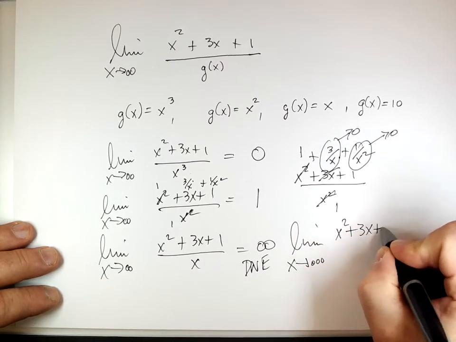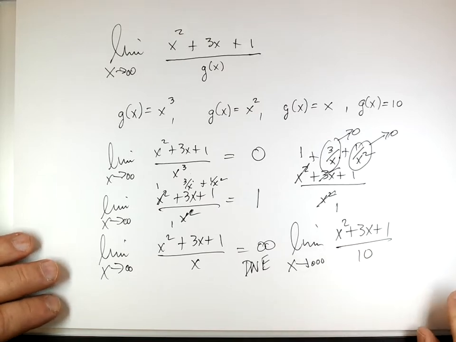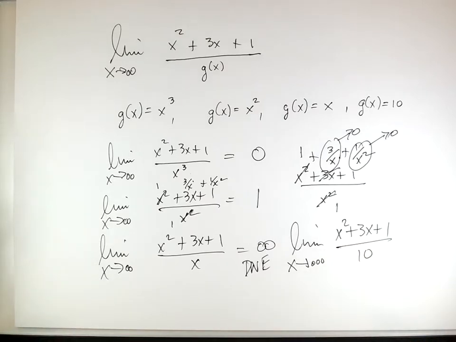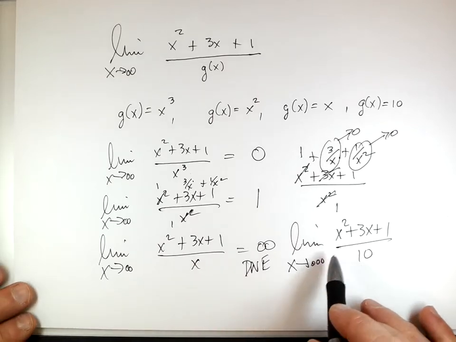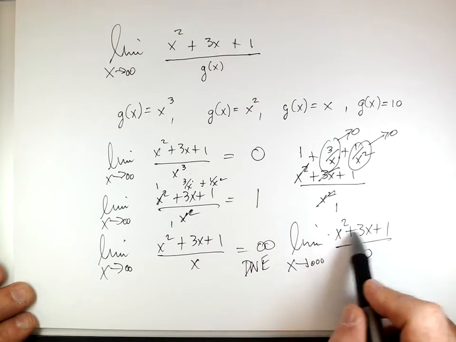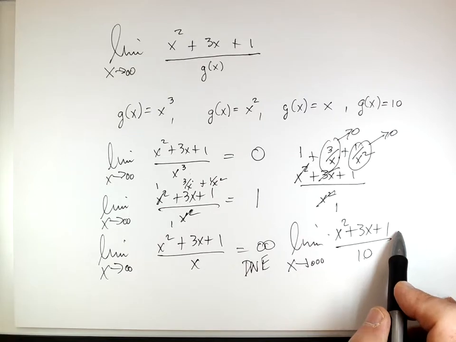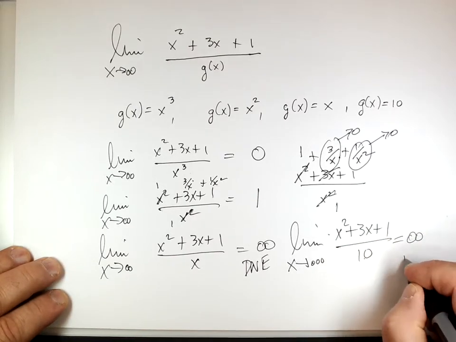And the last one is divided by 10. Did you actually just plug it in? You don't have to do anything. The 10 just makes this a polynomial. And what did I say about polynomials? They're going to go to infinity or negative infinity. They never have limits. This is equal to infinity or D&E again.